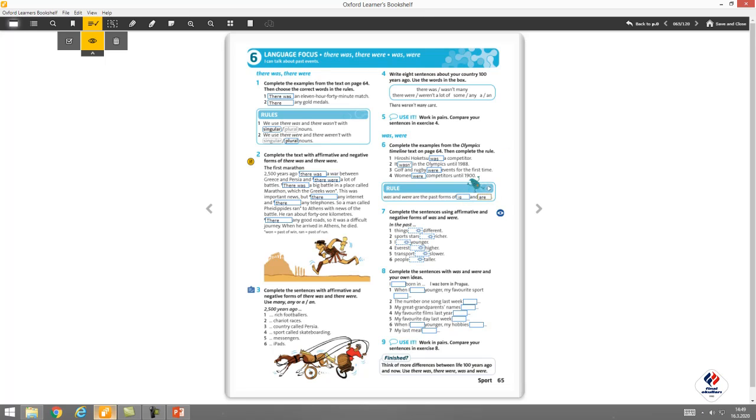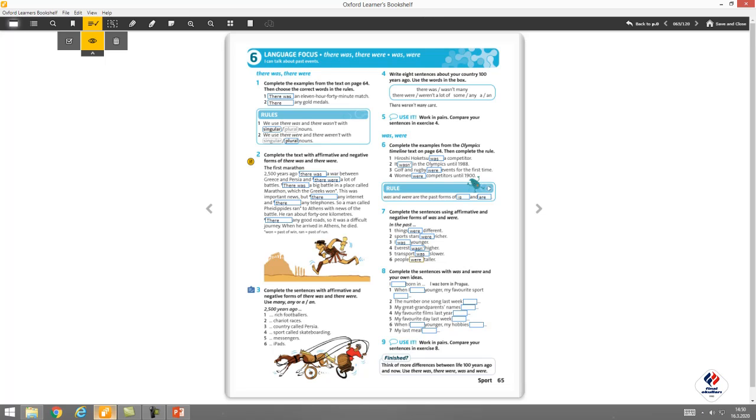For practice 7, in the past, things were different. Sports stars were not richer. This is my personal opinion. Maybe you have another opinion, why not? I was, of course, younger. Everest was not higher. It's the same, tall. But transport was, of course, slower. And people were not taller.